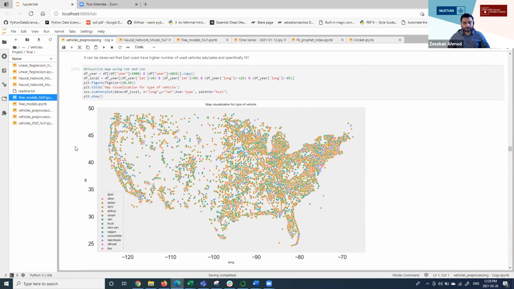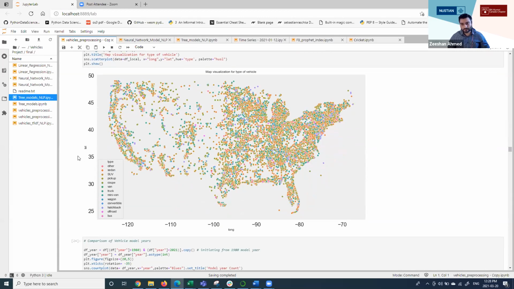So I tried to visualize this through different types of models, but this was too much data. So it gives you an idea that more cars are sold on the east side.